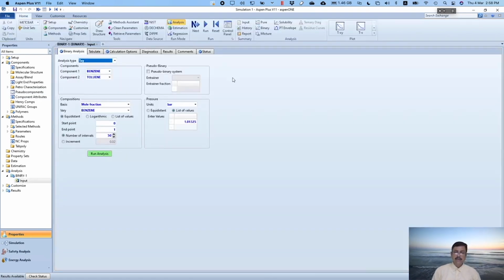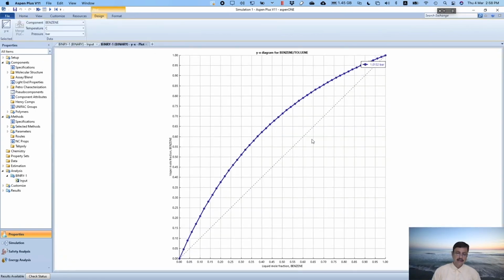Now go to the plot and plot YX, because this is the vapor-liquid equilibrium curve. And check, this is the vapor-liquid equilibrium curve for the benzene-toluene system using the ideal model or ideal system behavior.